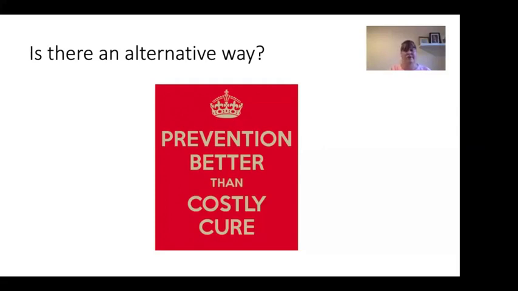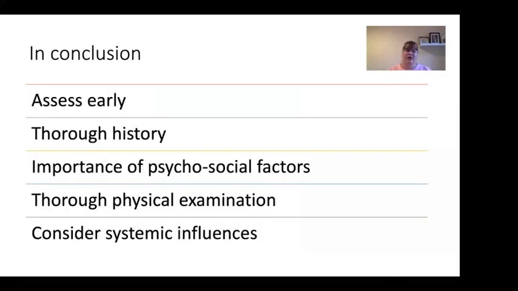So in conclusion, assess the patient early, take a thorough history, and again, find out what those fears, attitudes and beliefs are, because those are really important in predicting outcome post-trauma. Then you need to undertake a thorough physical examination, but also it's not just about treating one patient's joints, it's about considering the patient as a whole and considering systemic influences over their presentation and continuation of problems.